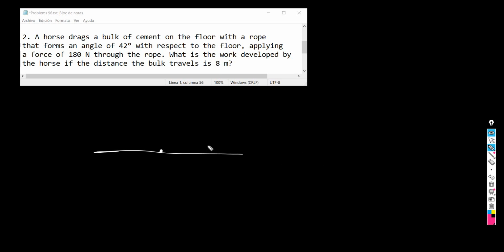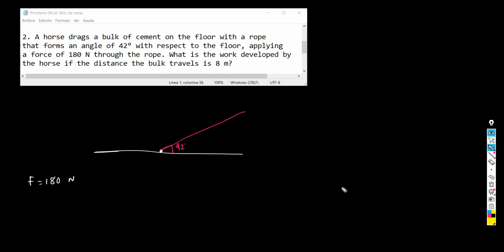So I'm going to represent the rope in red. So we have the bulk of cement, we have the rope, and we are told that this rope makes an angle of 42 degrees with the floor. Perfect. Let's continue. The horse drags this particle, applying a force of 180 newtons. So let's already put that in here. The force is 180 newtons through the rope.